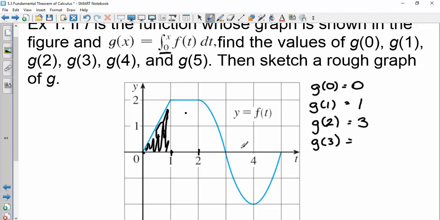G of 3. So from 0 to 2, we're already at 3. From 2 to 3, how much more would we add in? It's going to be more than 1, isn't it? What would we call that? 1.25? Very precise. Okay. So that would give us a total of 4.25 approximately.